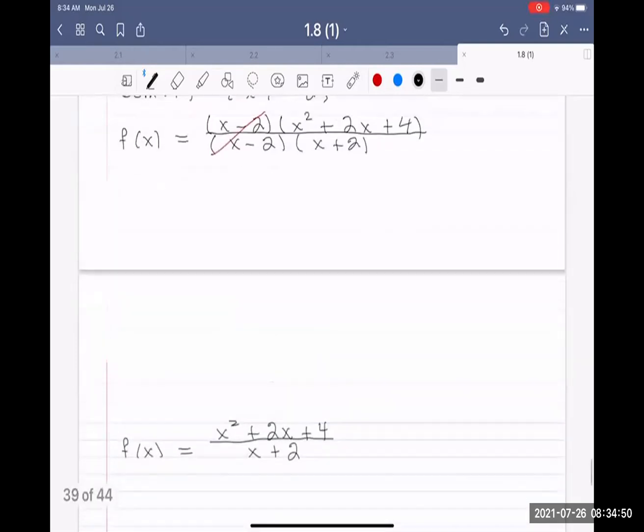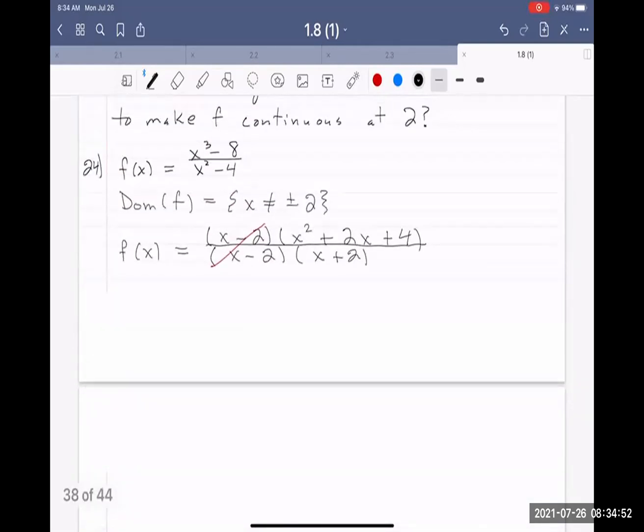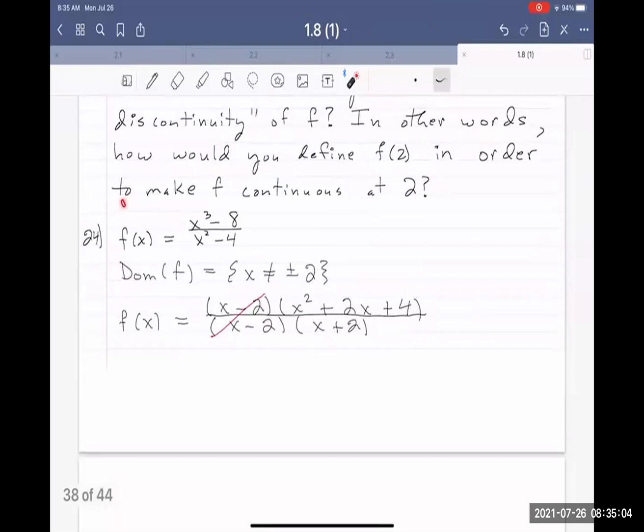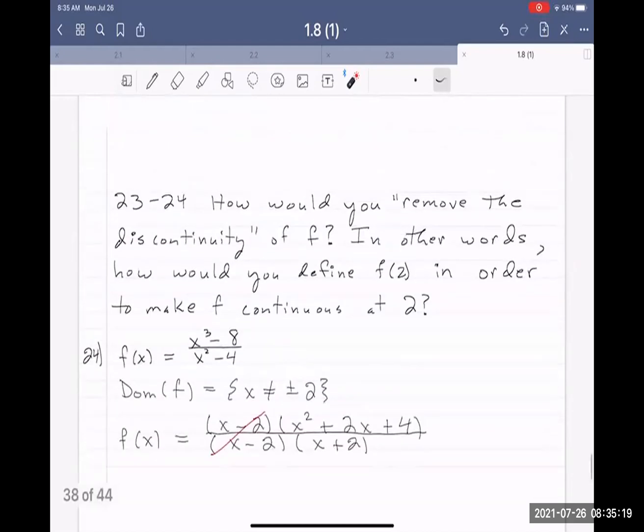Notice here, when I do this cancellation, I'm changing the domain of my function. I'm actually making it continuous at 2. So I'm actually changing the rule for the function. I quote unquote simplified it. I'm actually removing the discontinuity by doing that cancellation.